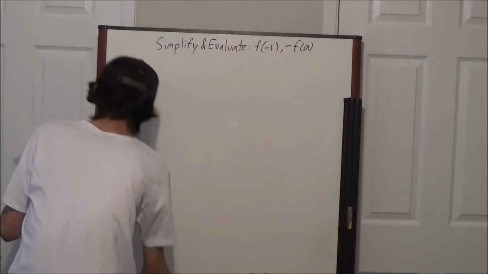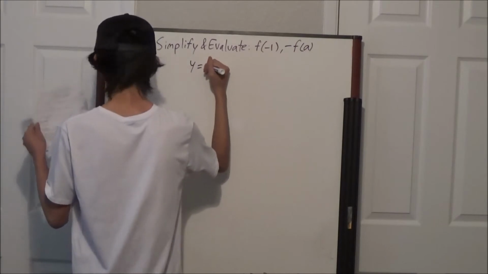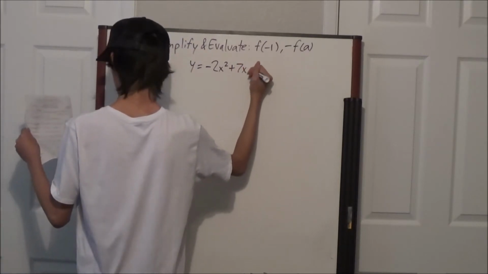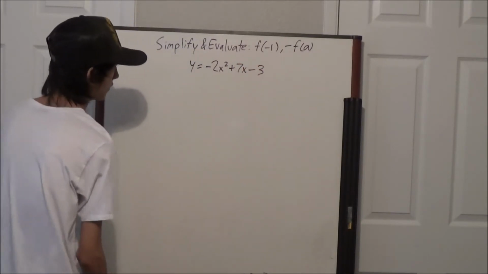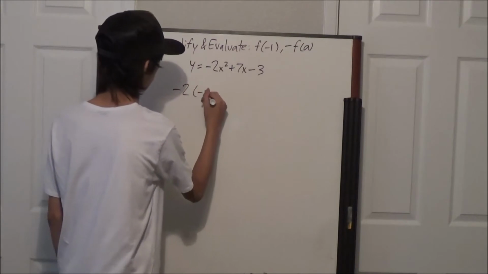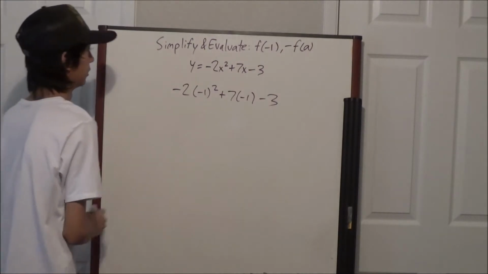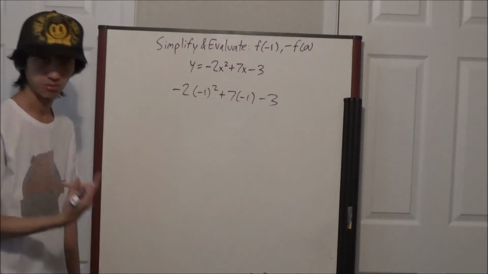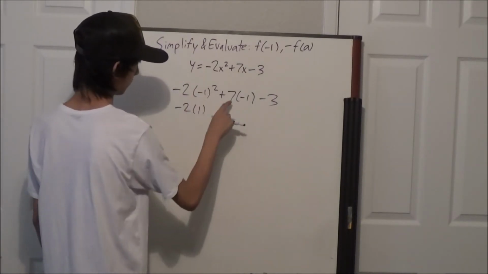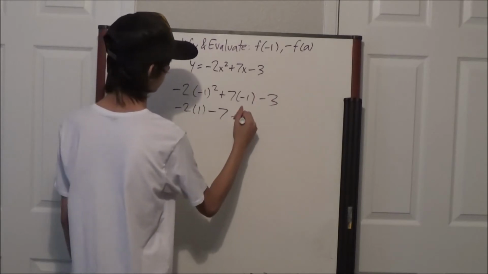Next function, we have y equals negative 2x squared plus 7x minus 3. So here we plug in -1 again. Okay? And then we solve. Negative 1 squared is positive 1. Okay. 7 times negative 1 is negative 7. So you write minus 7, minus 3.